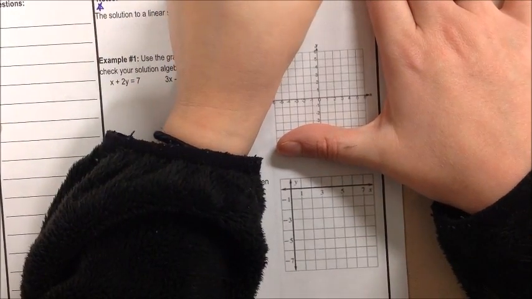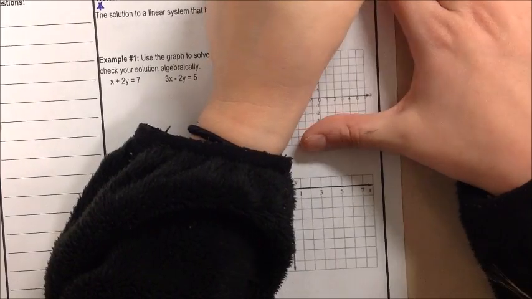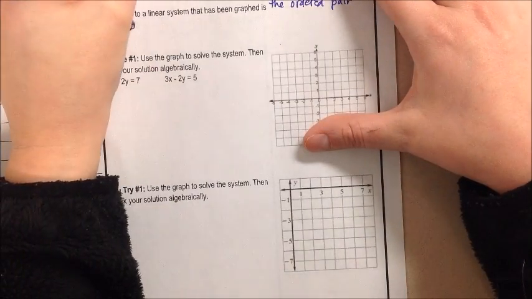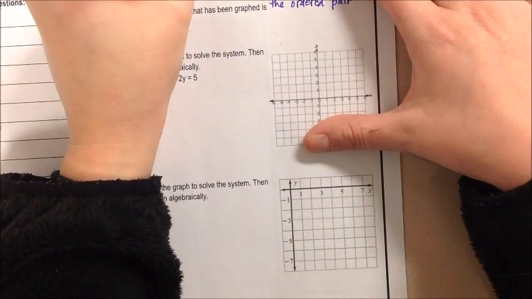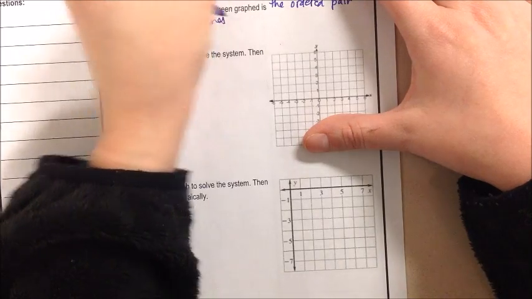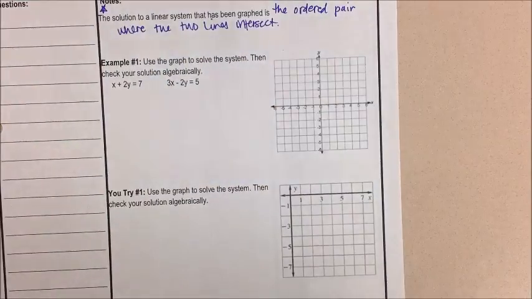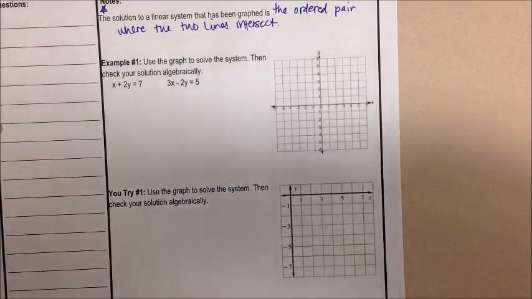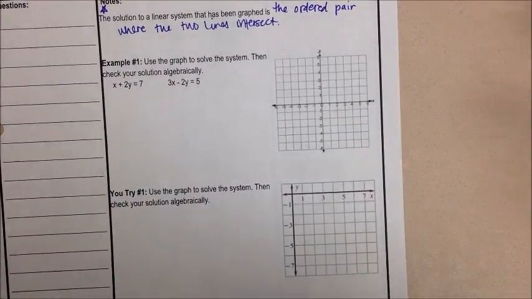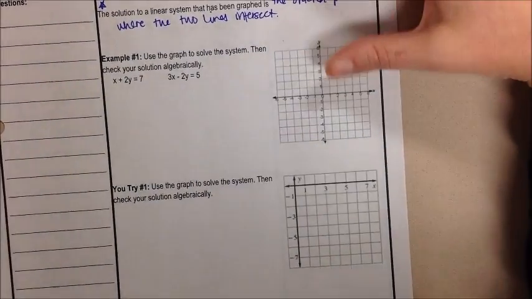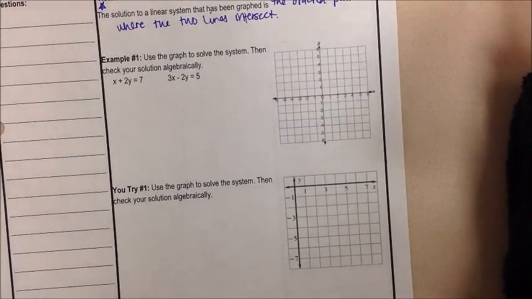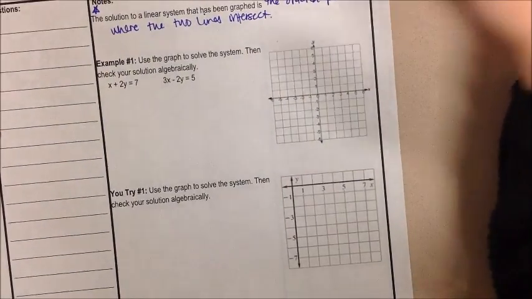ordered pair where the two lines intersect. Okay, so it's the ordered pair where the two lines intersect, and you'll see that when we do these two. There's only two examples and two you-tries, okay? So we need to graph these two lines, okay?